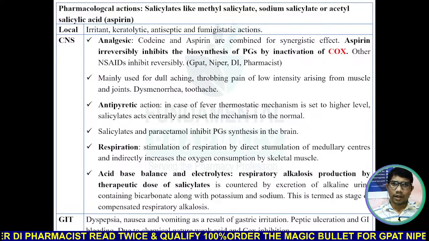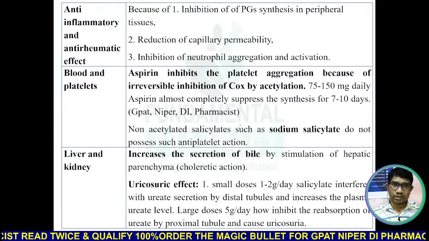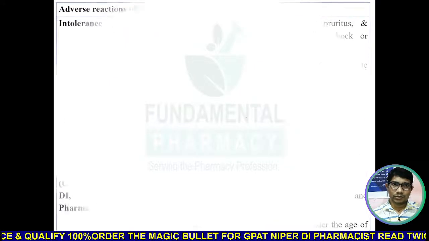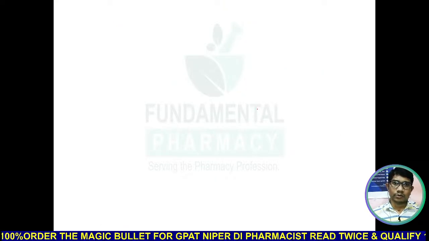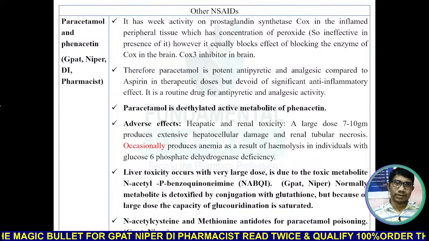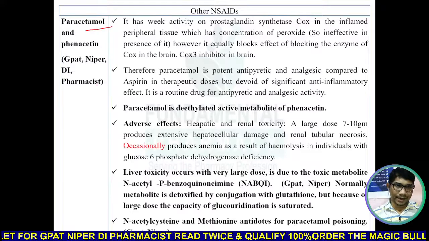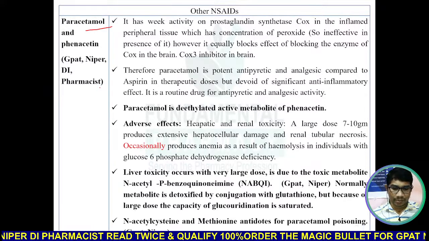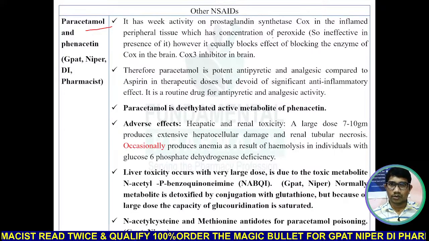We have seen the pharmacological actions. We have seen the adverse effects. We have seen the uses of this acetyl salicylic acid, right? So after that we have seen paracetamol. Paracetamol is nothing but para-acetaminophenol, and it has weak analgesic activity. It is an analgesic antipyretic but has weak anti-inflammatory activity because it is ineffective in the presence of peroxide.